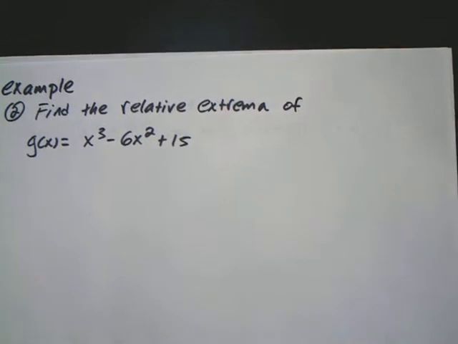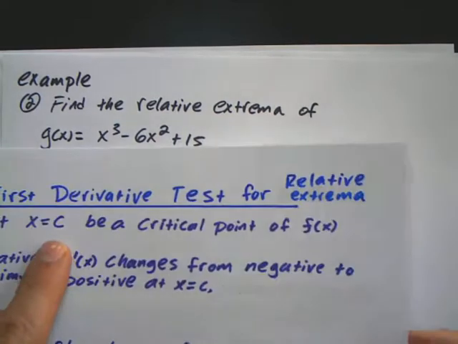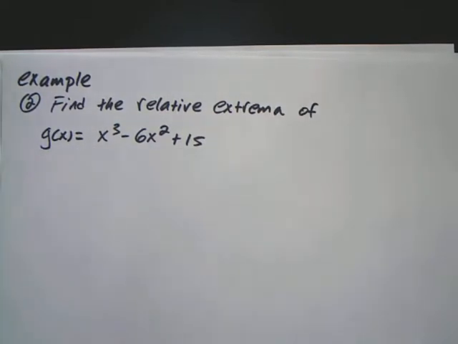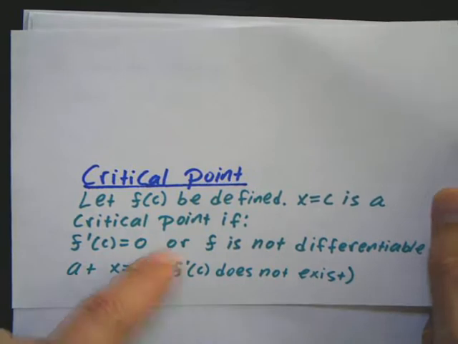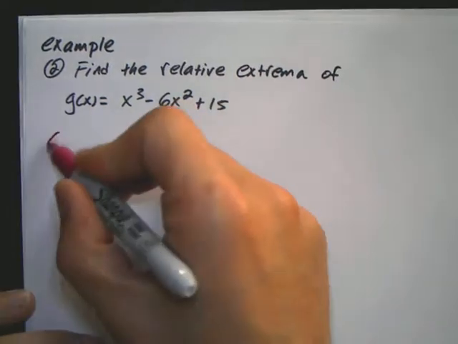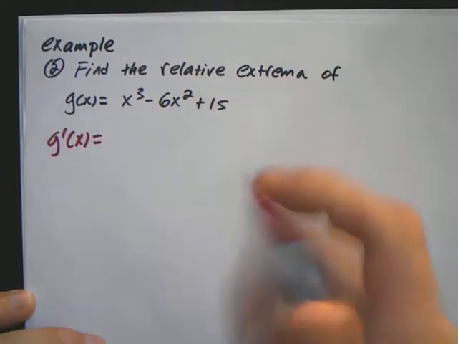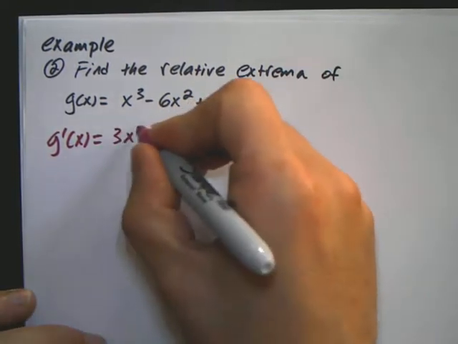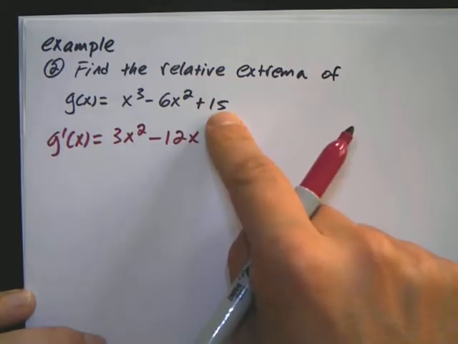We're given g of x and we want to find the relative extrema. So the very first thing I have to do, based on the definition, is find the critical points. If you remember what a critical point was, it's where the derivative is equal to 0, or it's not differentiable, the derivative doesn't exist. So I first have to find g prime. It's easy because these were just power rules, so it's going to be 3x squared minus 12x. This constant, the derivative of that would be 0.